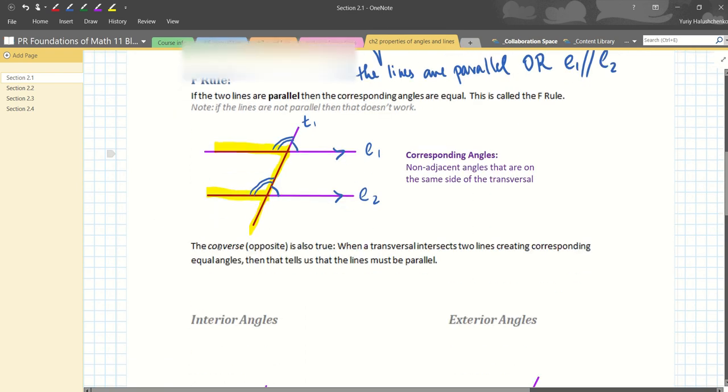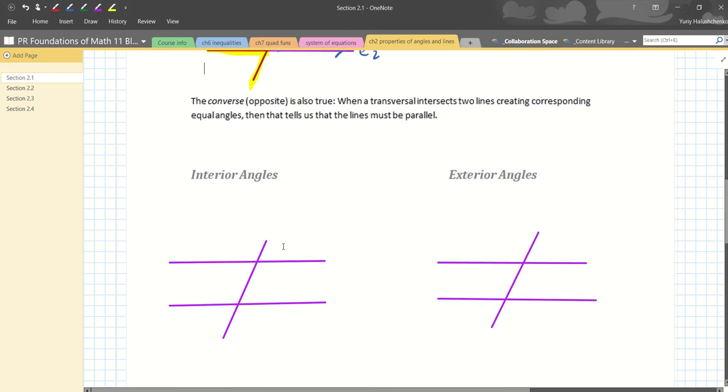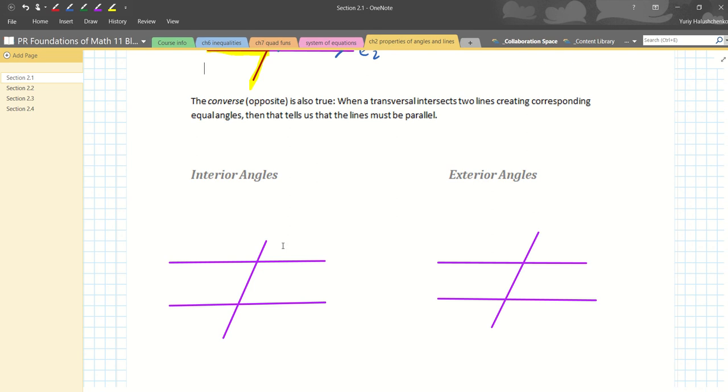Now it says here at the bottom, the converse or the opposite is also true. For example, if you know that the corresponding angles are exactly the same, that means the lines are parallel. And we'll see that we can use this rule in the example on the next page. So before the example, let's take a look at two more definitions. We have interior angles and we have exterior angles.